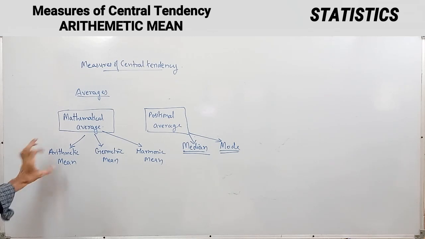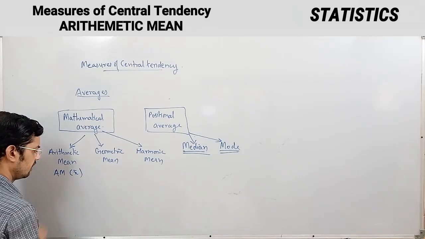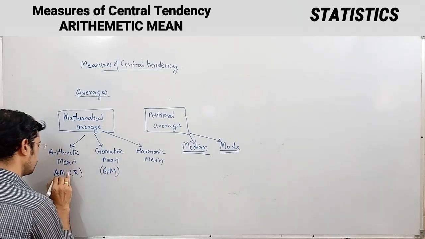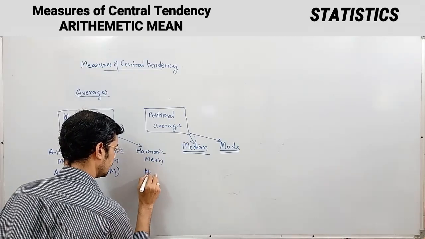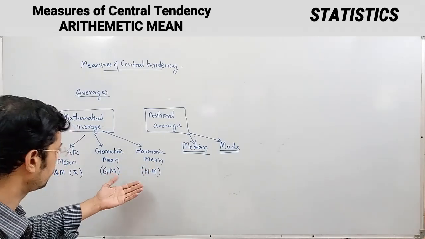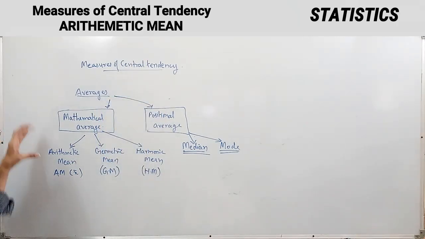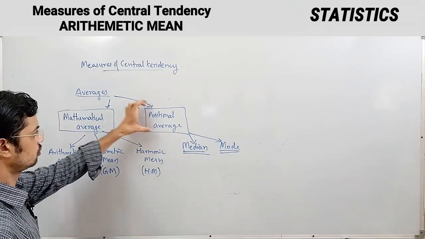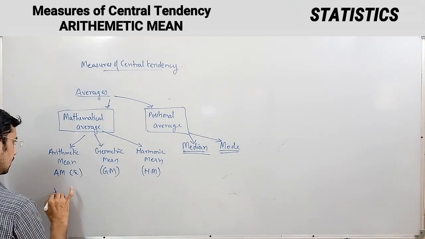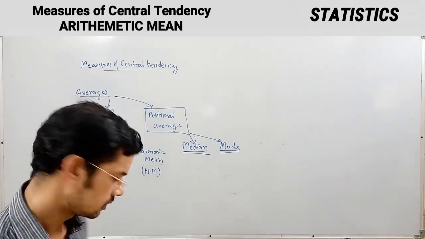What is arithmetic mean? It is represented by AM or X bar. Geometric mean is represented by GM, and harmonic mean is represented using HM. Since we are using these regularly, we can't write all these things again and again, so we prefer to write short abbreviations. Averages are of two types, mathematical and positional, and mathematical average is further distributed into three types. Positional average is further distributed into two types. Today in this class we shall be discussing arithmetic mean: the different types of arithmetic mean and how to find them.